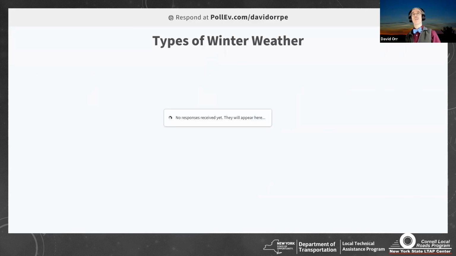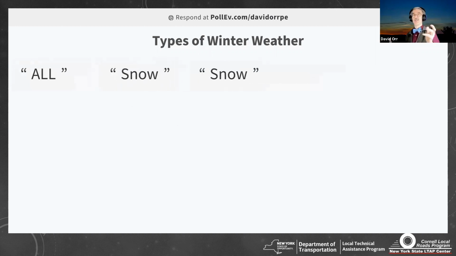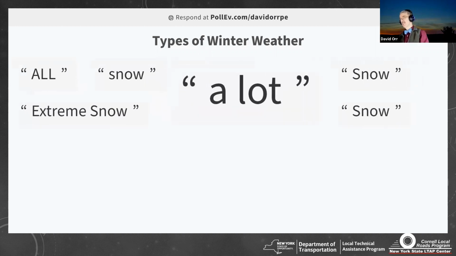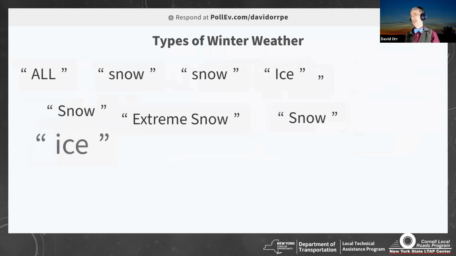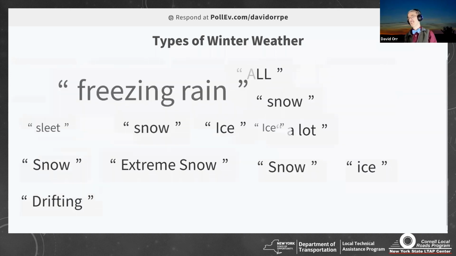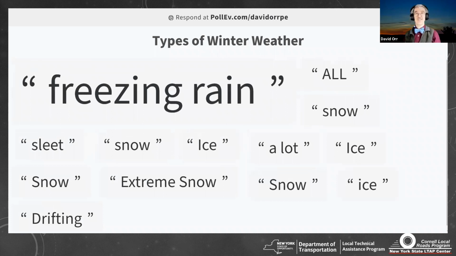Okay. Now, we're going to start with a poll to help. Let's see where everybody stands. What kind of winter weather do you deal with? And try to do this with one word if you can. What kind of winter weather do you deal with? Okay. And this is at pollev.com/DavidOrPE. You deal with snow, obviously snow. All winter weather, yeah. Everybody's putting down snow a lot, extreme snow. Yeah, ice. Ooh, ice. That's always a fun one. Freezing rain, my least favorite.